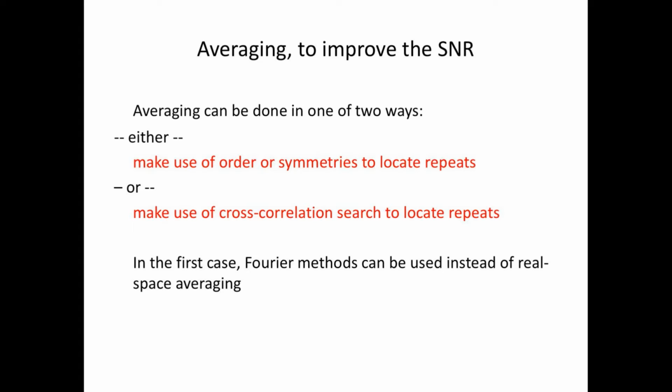And now averaging and alignment can be done in two ways. Either make use of order or symmetries to locate the individual repeats, because there is some predictability. When we see one molecule, then we know where the next one is. Or make use of cross-correlation search to locate repeats. Here, that's an active search to find actually the same object that we are focused on. And in the first case, Fourier methods can be used instead of real space averaging.